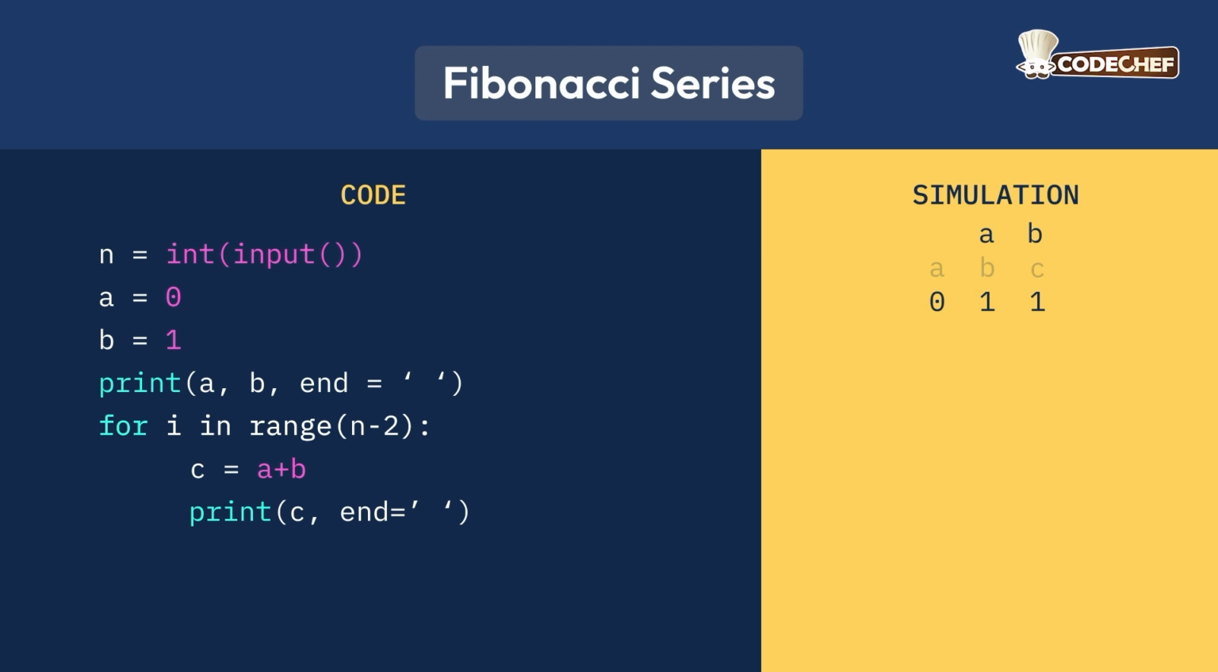Well, it's simple. Focus on what is happening here. If you look closely, the value of b gets assigned to a and the value of c gets assigned to b. So in code, we can write it something like this. a equal to b, b equal to c. So in every iteration, these two lines will help us shift the values of a and b by one step.